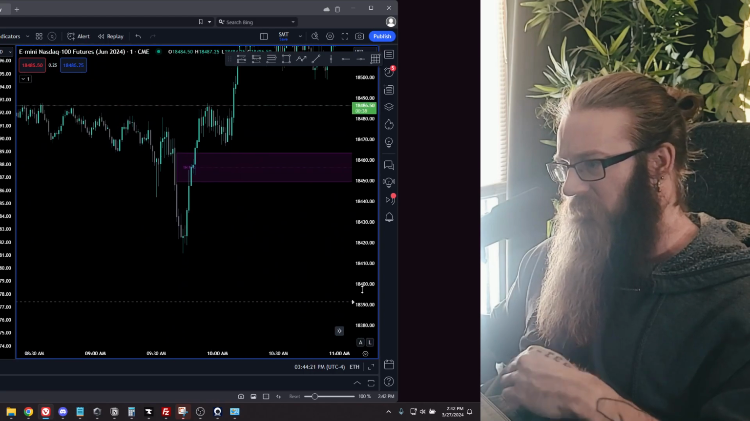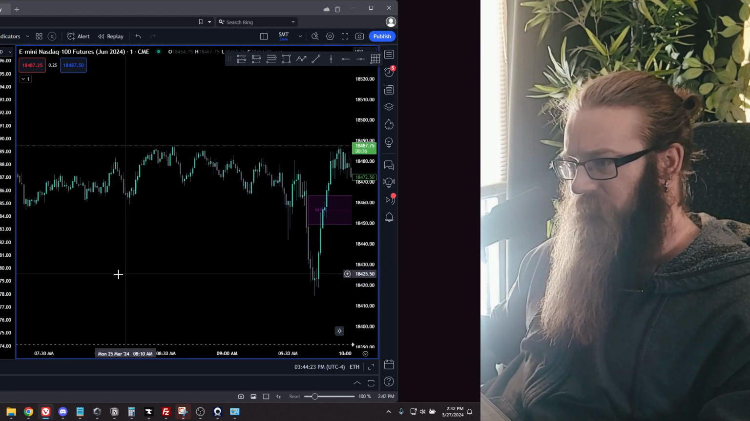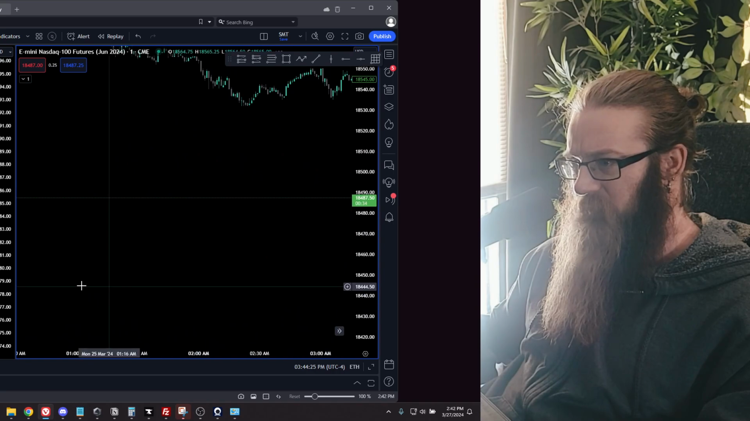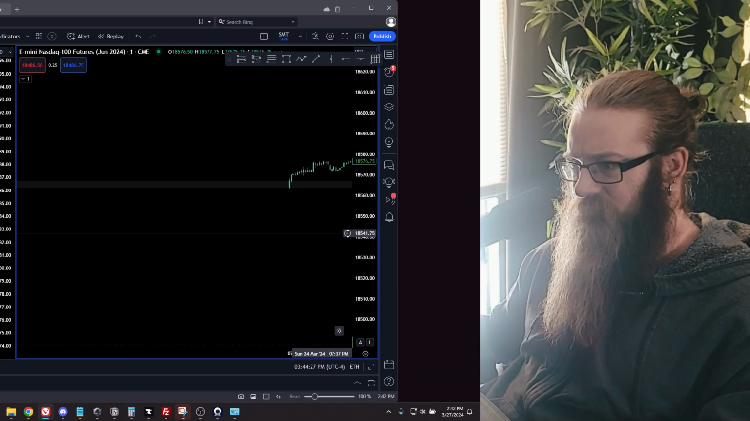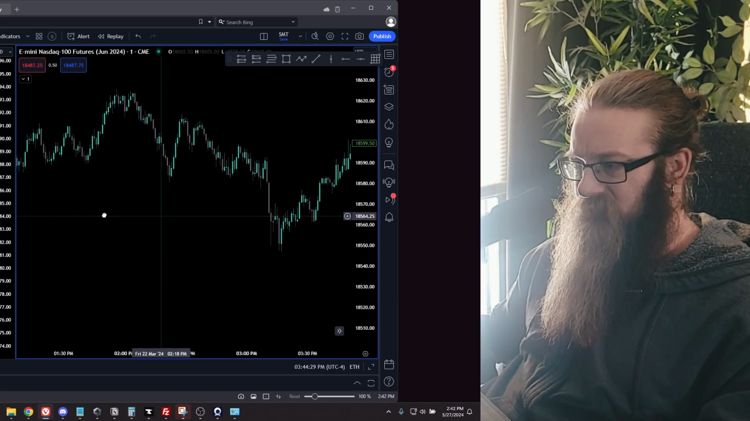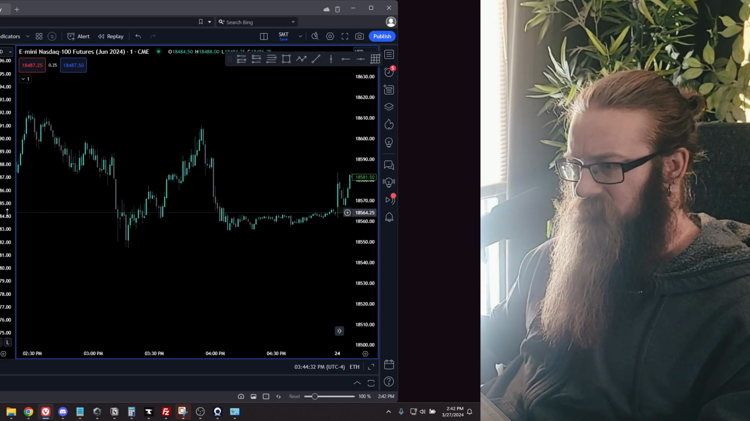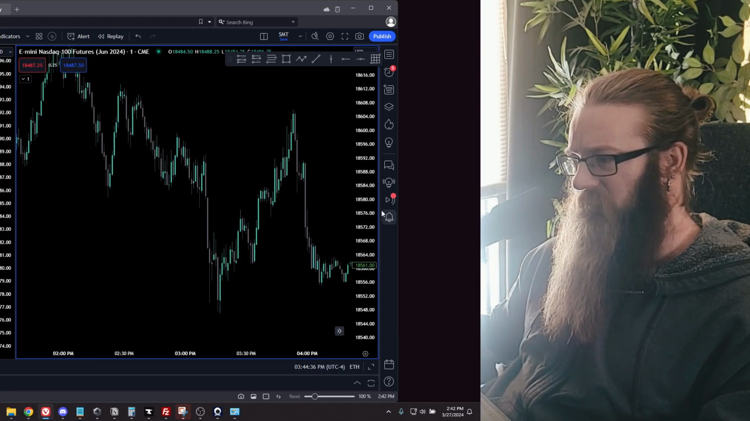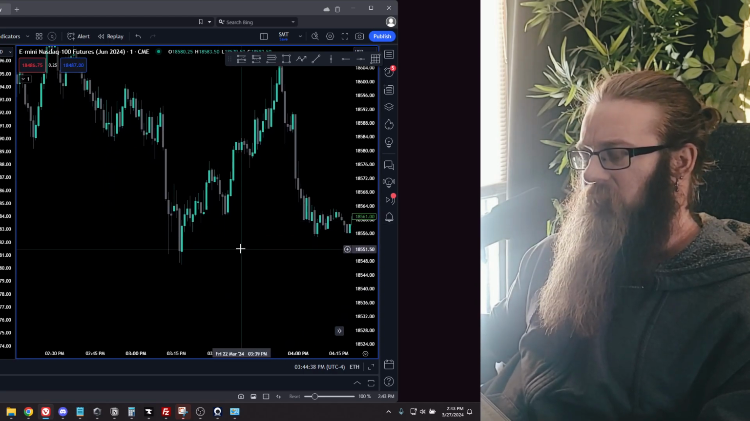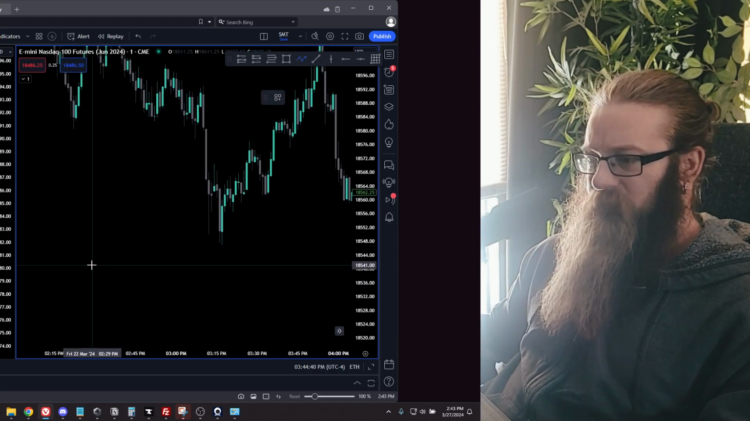I guess I could find one that's not so clean, just to give you guys an example of it. Okay, this is about as good as it's going to get for now. So a breaker block is this.